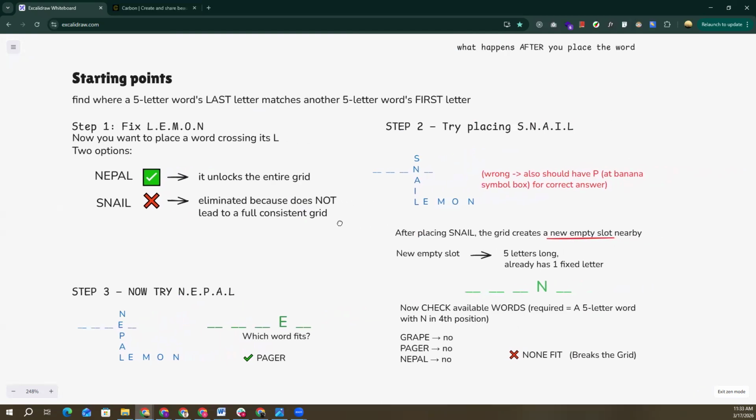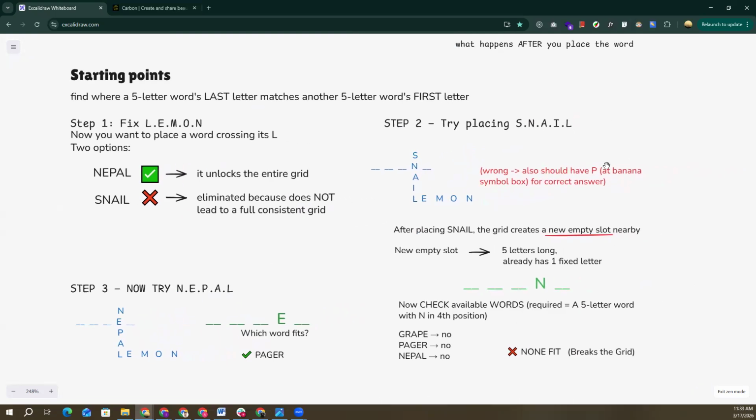But could it be snail? Instead of Nepal, snail ends in L too. Let's check. Lemon's fourth letter is O, and snail's fourth letter is N. So the crossing word would need N as its fourth letter. This is the crossing word. That would need N as its fourth letter. Snail has no word pairing with N as fourth letter. So snail is eliminated. It has to be Nepal and lemon.